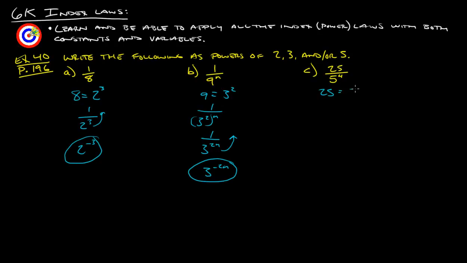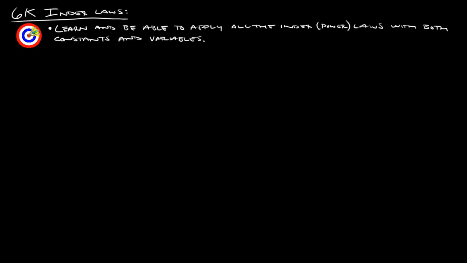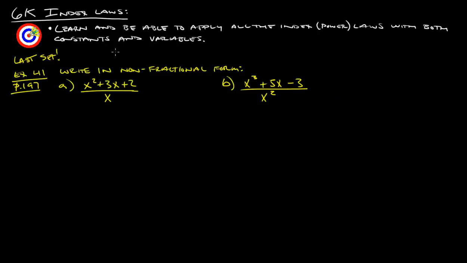Okay? And then on this one here, 25 is just 5 squared. So we write 5 squared over 5 to the 4th. Right? So we do 5 to the 2 minus 4 gives us 5 to the negative 2nd, and then we're done. Okay? Last set of examples. You're almost there.